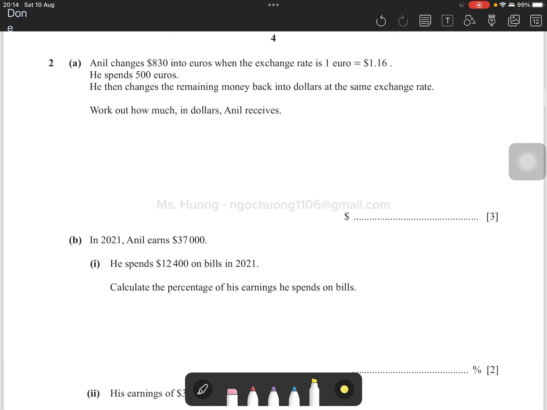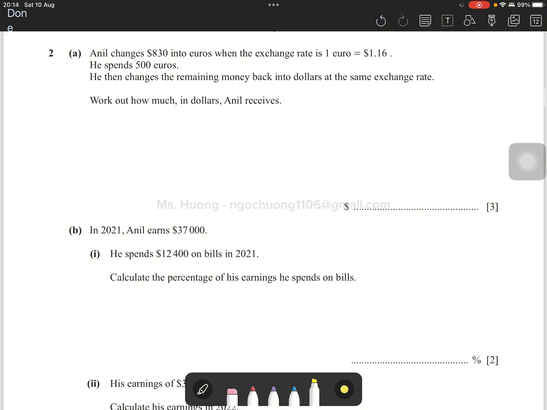Question 2. A. Anu changes $830 into euros when the exchange rate is €1 equals $1.16. He spends €500. Then he changes the remaining money back into dollars at the same exchange rate. Work out how much in dollars he receives.